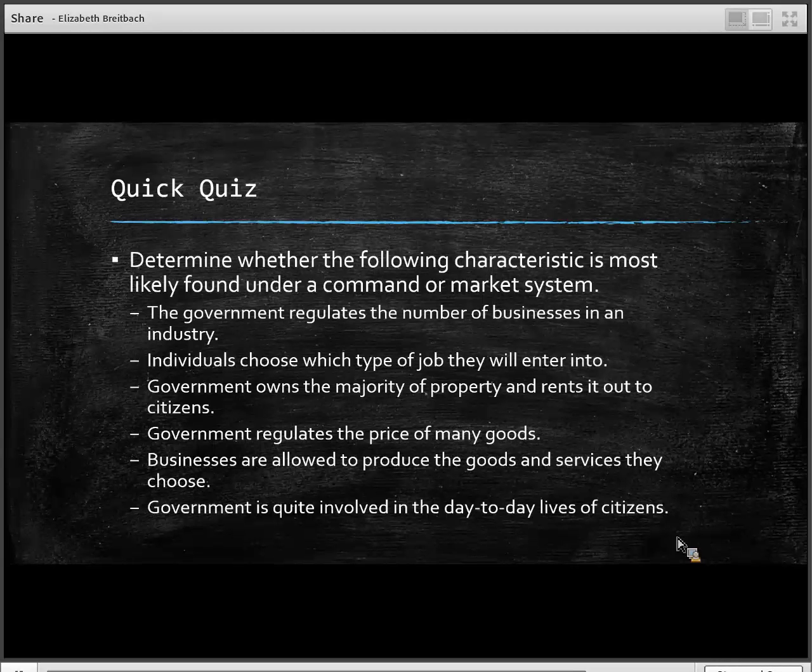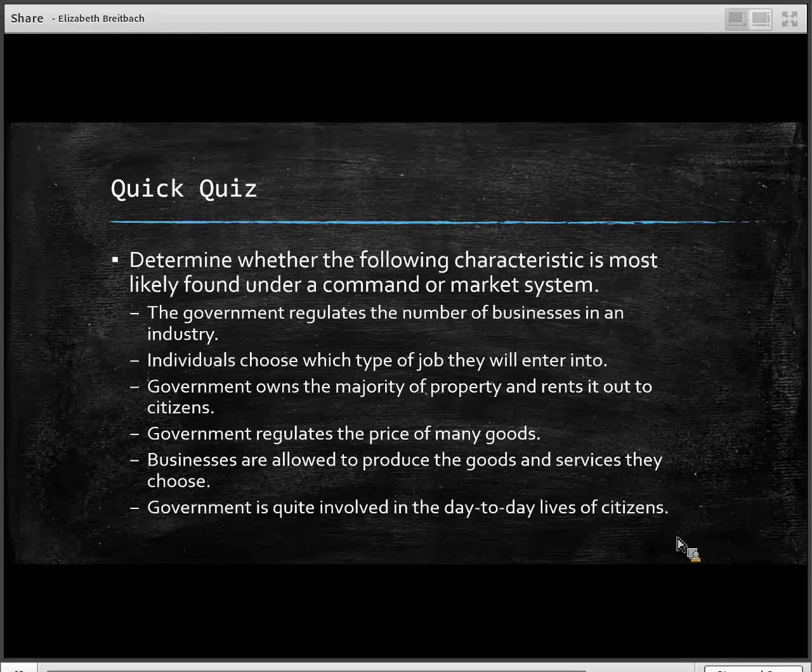Government owns the majority of property and rents it out to citizens. Exactly the opposite. This is going to be that command system. The government owns the factors of production. Government regulates the price of many goods. Again, government is involved. It's not markets determining prices, it's the government, and so a command system. Businesses are allowed to produce the goods and services they choose. This is the freedom of enterprise that occurs within a market system.